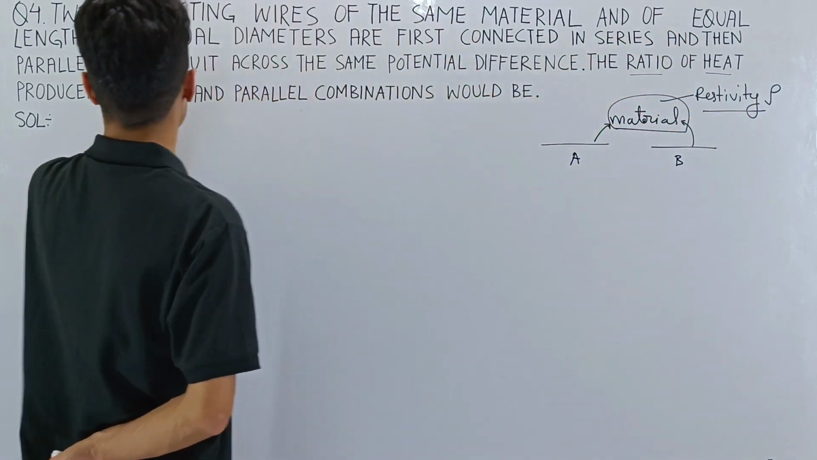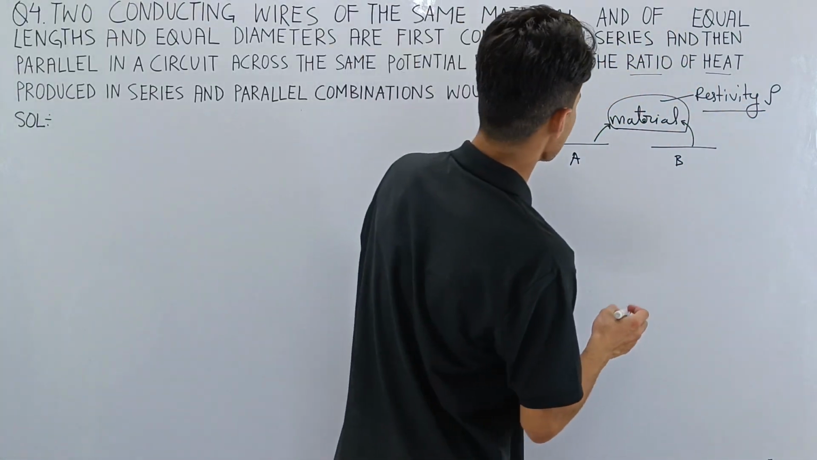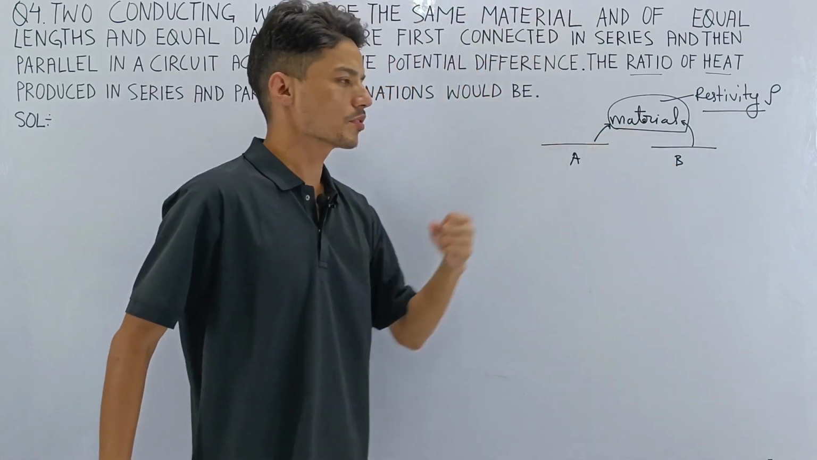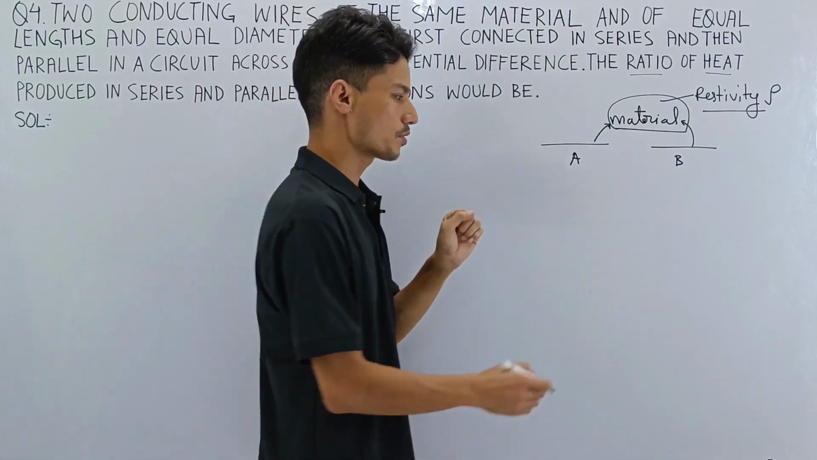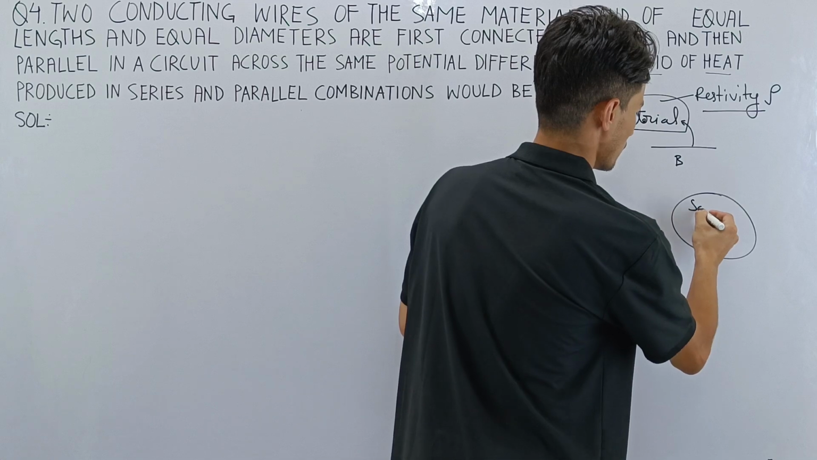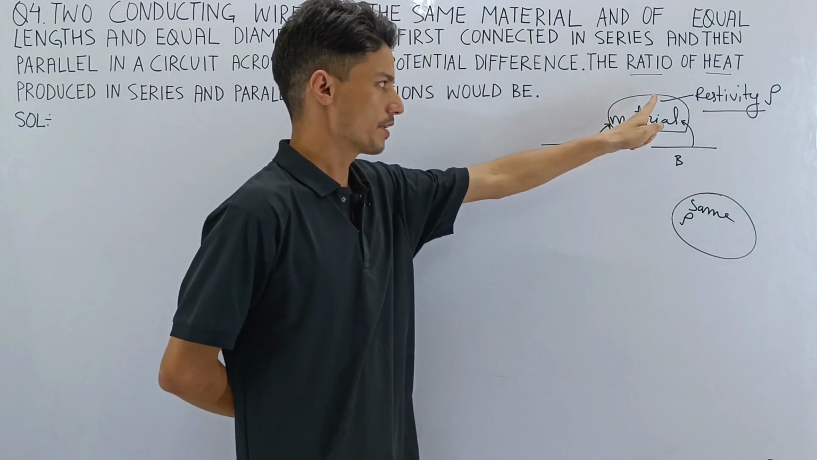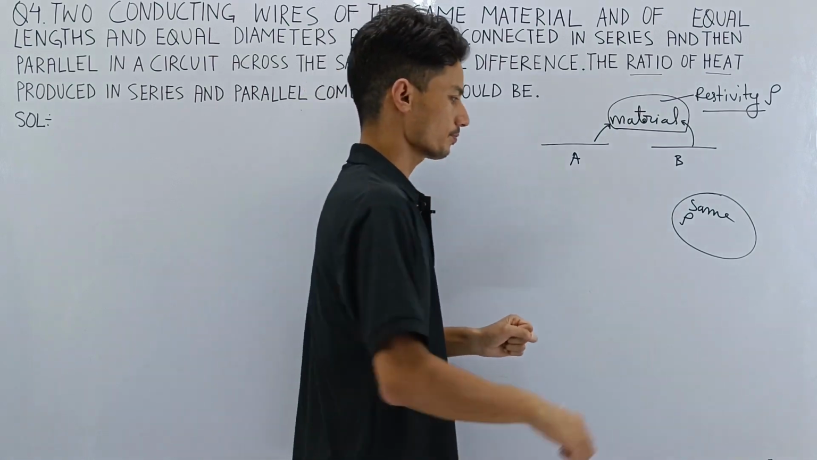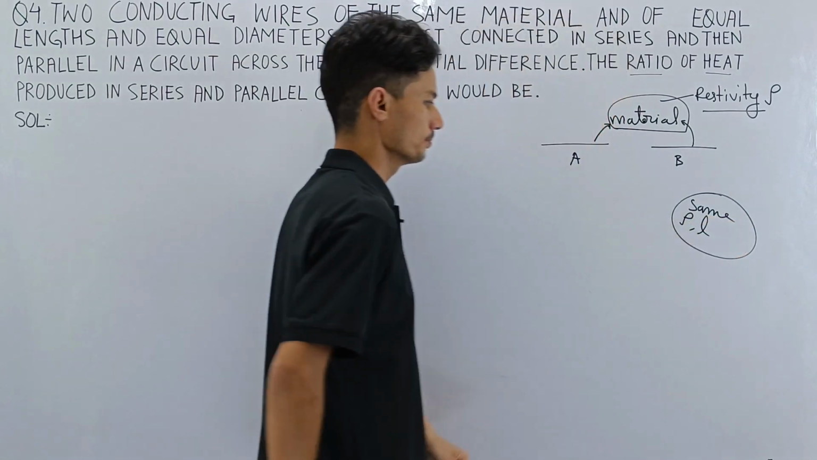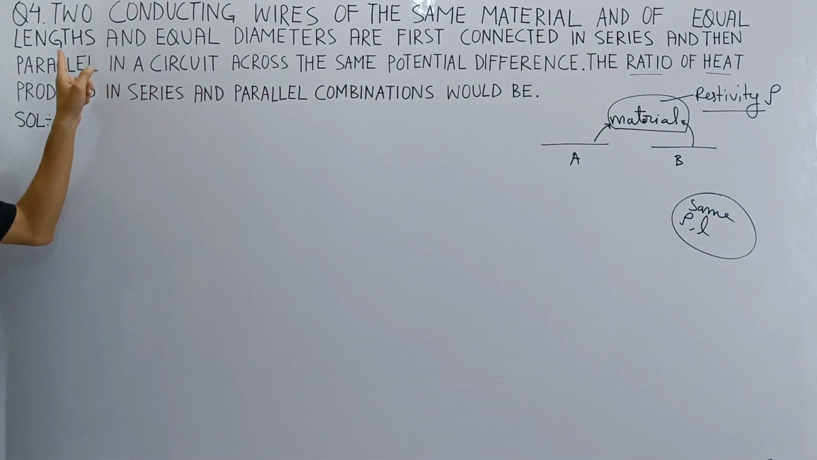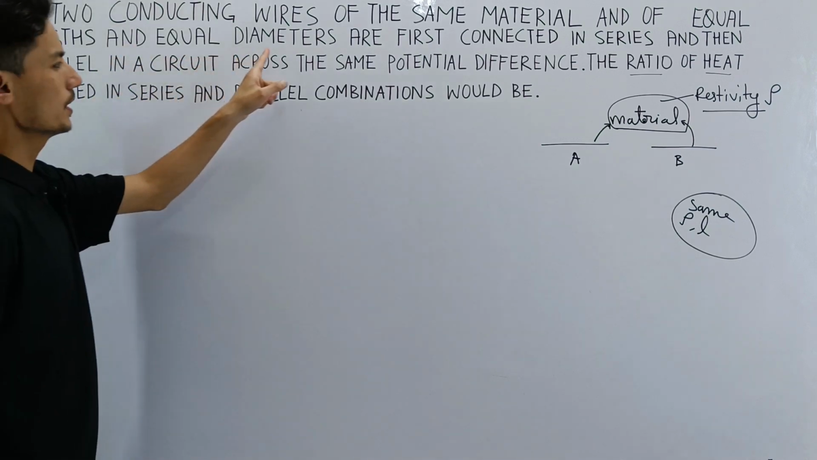And of equal length, so even the length is the same. What things are the same? Rho is the same, since the material is the same. Then we have the length also, which is the same. And of same length and equal diameter.